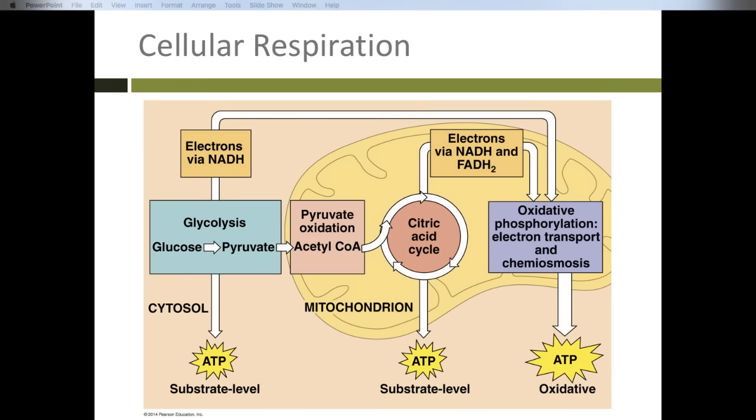The last step of cellular respiration is our oxidative phosphorylation and chemiosmosis. This is where all of our electron carriers are headed. They will give their electrons ultimately to oxygen. In doing so, we will utilize the energy in the electrons to make ATP. This step is so effective, it is where the majority of ATP in the cell is going to be made. This step also requires oxygen.